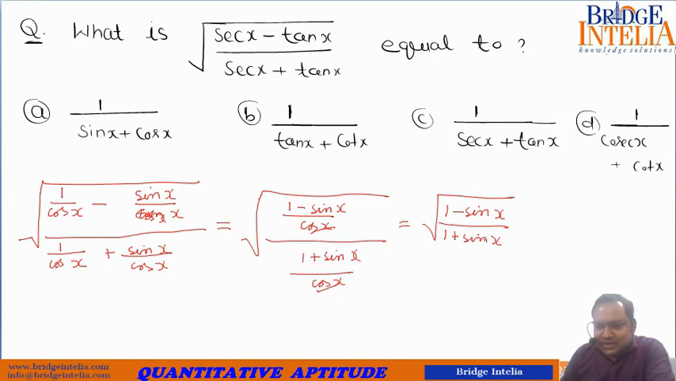Now you can rationalize. What do you mean by rationalizing? You multiply both numerator and denominator with such a term that in the denominator we are simply left with a whole number. So let us see. Both numerator and denominator I multiply with 1 plus sin x. Why do I do so? Because one of them converts into a complete number.